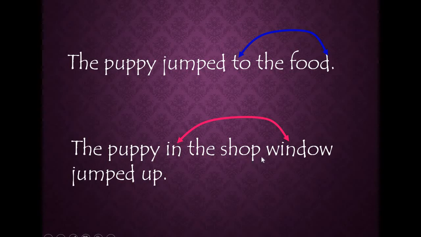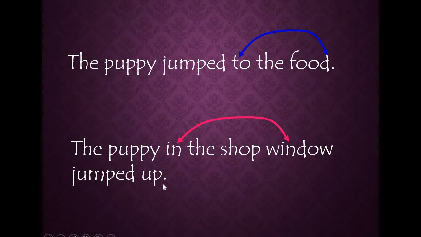The puppy in the shop window jumped up. The puppy where? In. So my preposition is in. Where is the noun? Where is the puppy? In the shop window. Shop window are the nouns related to the place of the puppy. In the shop window is my prepositional phrase. Preposition, everything in the middle until we reach the noun. So we stop the prepositional phrase.